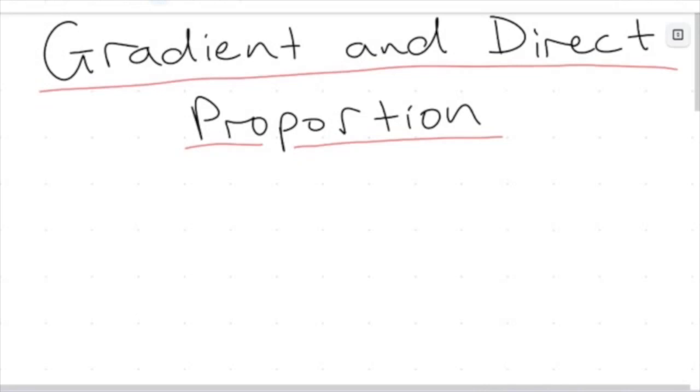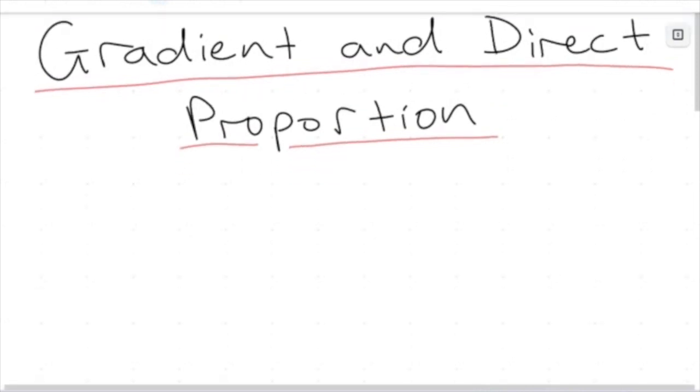Today we're looking at gradient and direct proportion. Now, this is a topic that ties together linear relationships with some of the other things we've been talking about in other courses. And this is the idea of rates and how one thing changes in relation to another thing. Now, the idea of something being directly proportional, some direct proportion, means that one thing changes with another at a constant rate. Now, where does this look familiar?